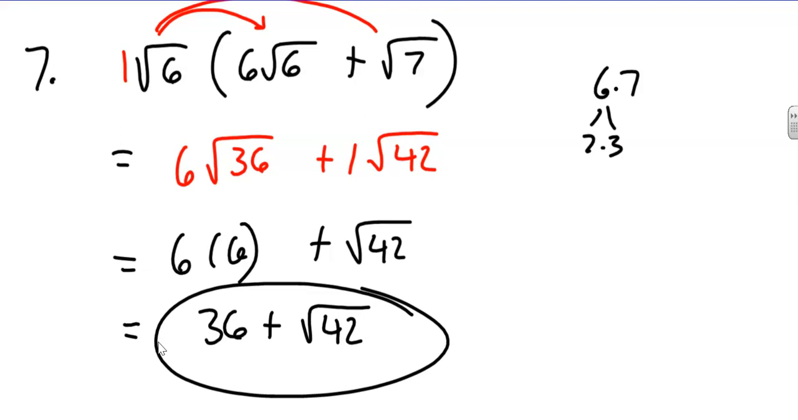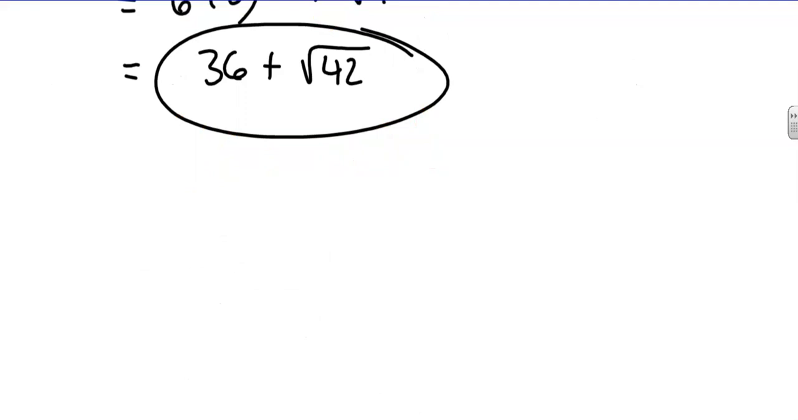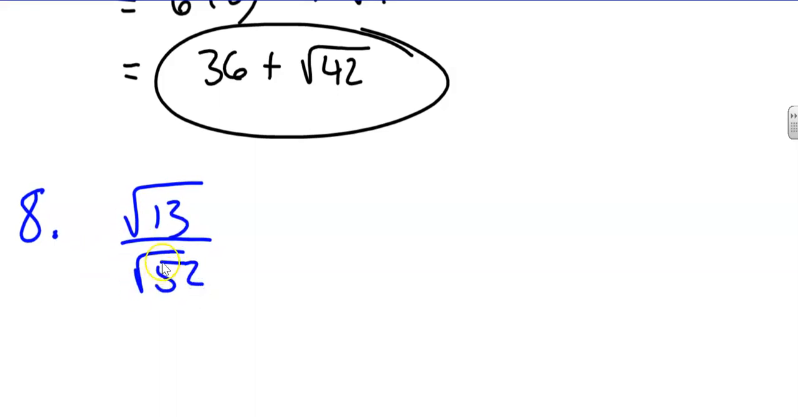Goes from multiplication to division, and then it kind of goes back to multiplication again, so it bounces around a little bit on these problems when we're going back and forth here. With number 8, it's the square root of 13 over the square root of 52. And again, it just says to simplify.